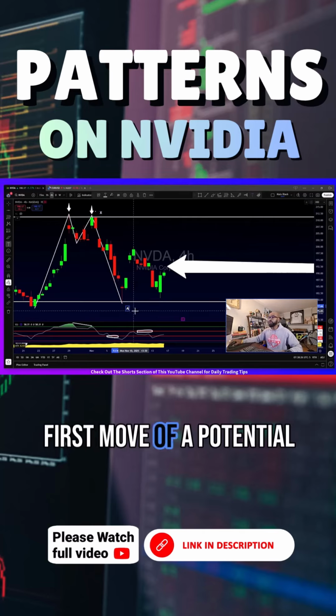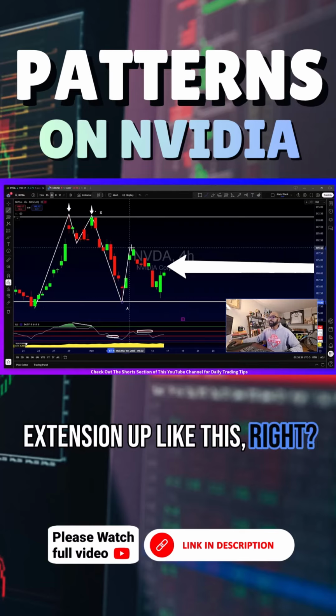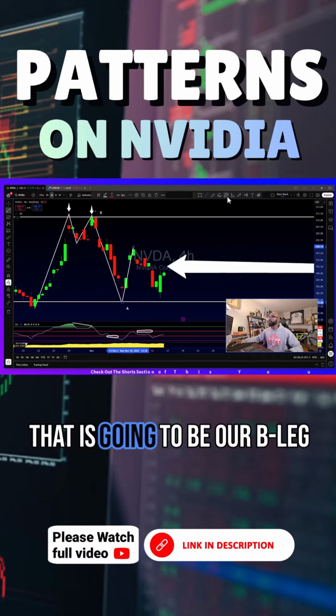That is the first move of a potential advanced pattern formation. We then have a failed extension up like this, right? A little brief retracement. That is going to be our B leg.